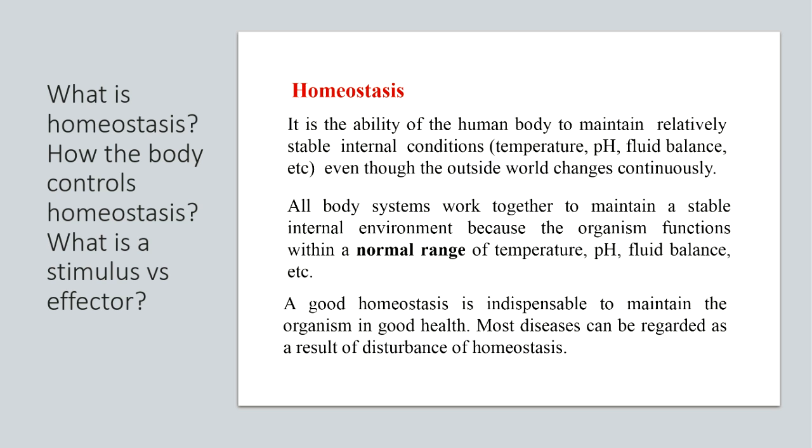So what is homeostasis? Homeostasis is the ability of the body to maintain stable internal conditions. That has to do with temperature, fluid balance, pH levels. And the interesting thing about this is that these remain constant despite the changing environment that we deal with. So when it gets cold, our body works to maintain that temperature of 98.6 degrees Fahrenheit. So how does the body control homeostasis? We're going to take a look into that in the next slide.